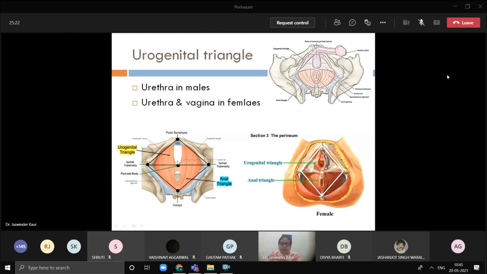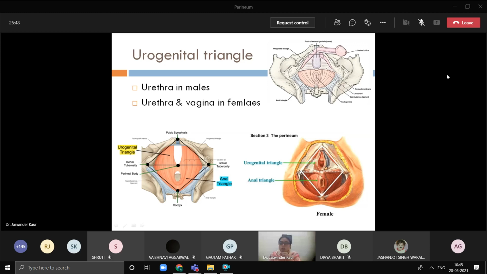So this one is the perineal body. Right? So what are the structures present in the urogenital triangle? In case of male, it is the urethra, that is present at the bulb of the penis. In female, it is the urethra and the vagina.